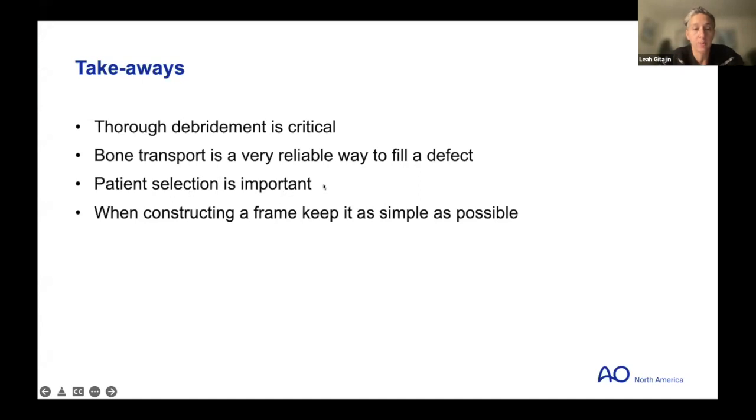Patient selection is super important. So I had a patient that went to jail with their frame, and that was a bit unfortunate. That kind of threw a wrench into our whole plan. But making sure that they're going to be able to do their BID, 2.5 months of transport clicking is super important. And then when constructing the frame, make sure to keep it as simple as possible, because you can make things super complex if you wanted to, both from a patient and a care standpoint, but I think it's important to keep it simple.